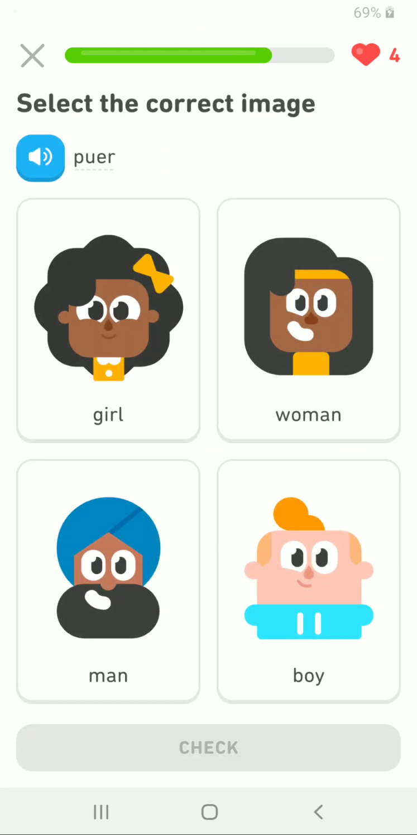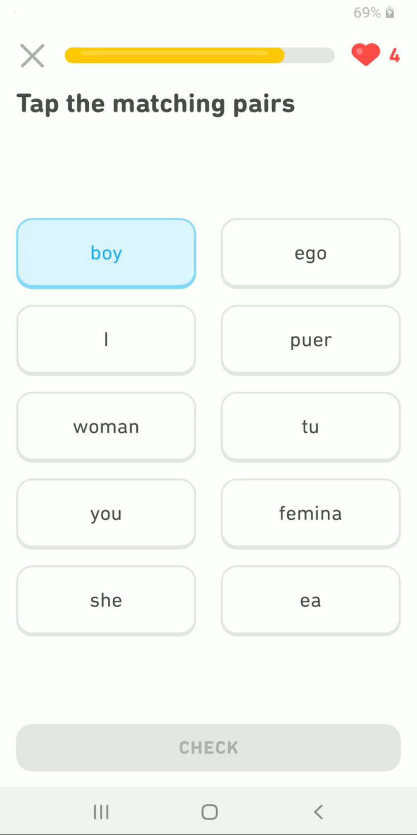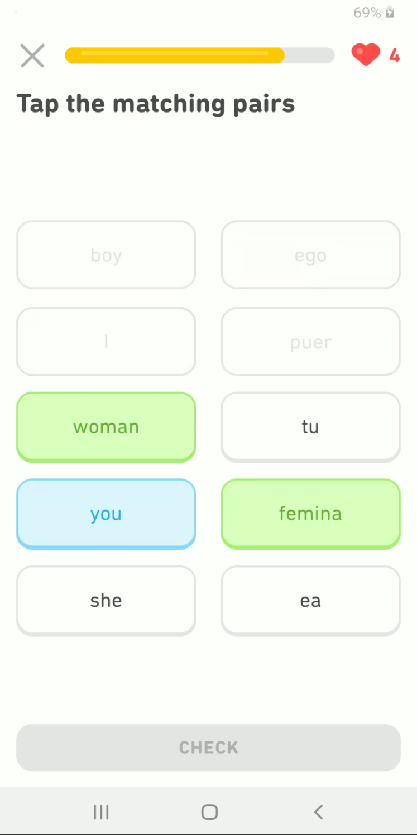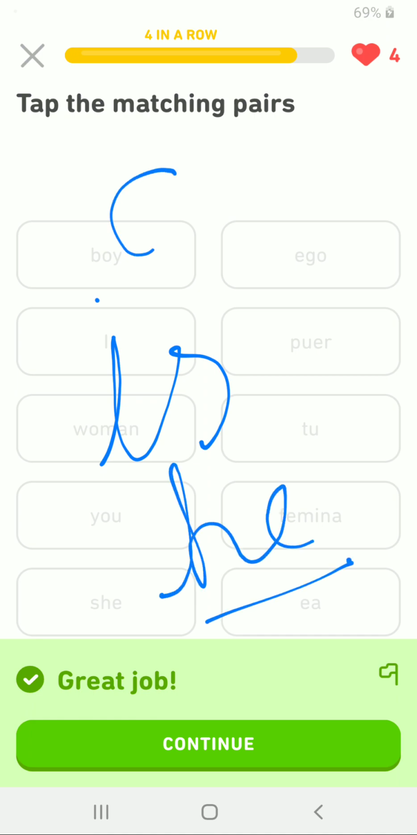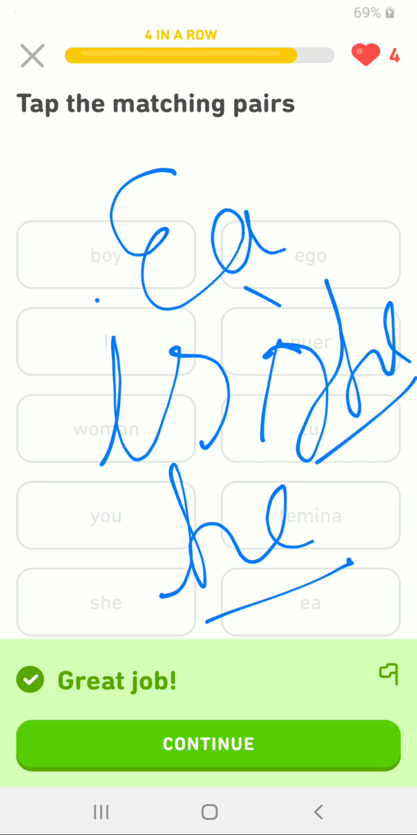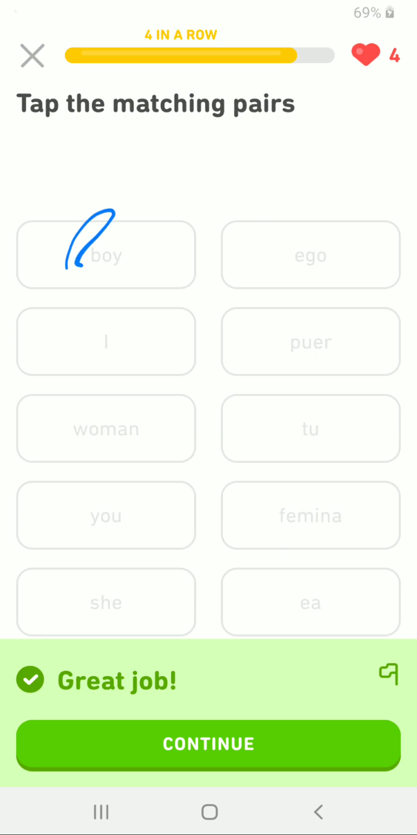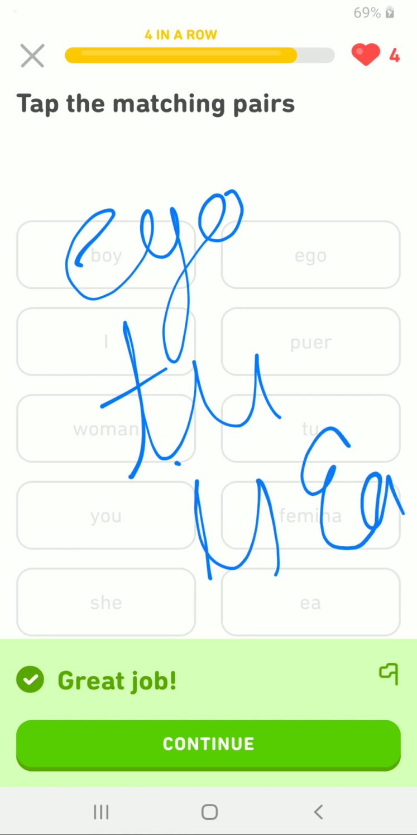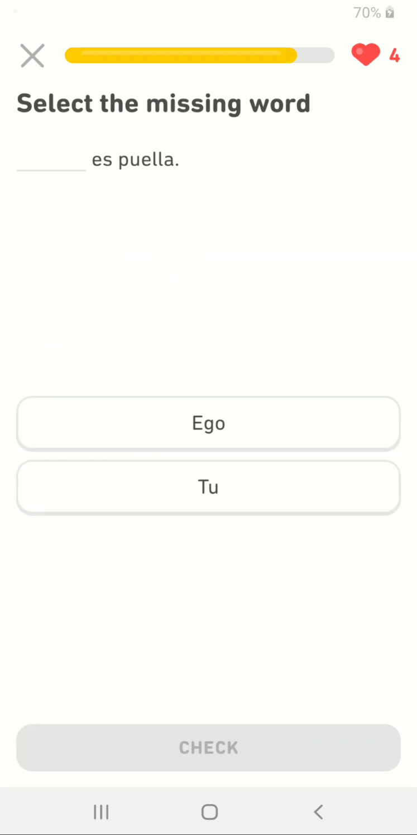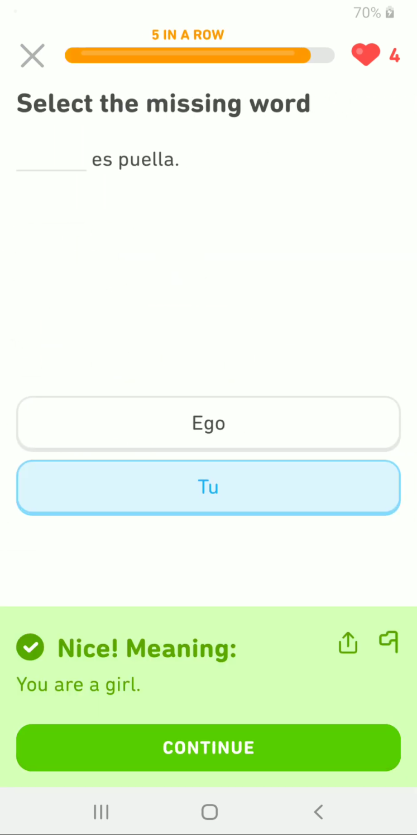And what else do we have? Puer is a boy. We know that. Boy, puer. Ego, femina. Tu, ea. Well, we have seen is, which is he, right? The pronoun he. But ea is she. So now we have ego, we have tu, we have is, and we have ea. Very good. And tu es puella.